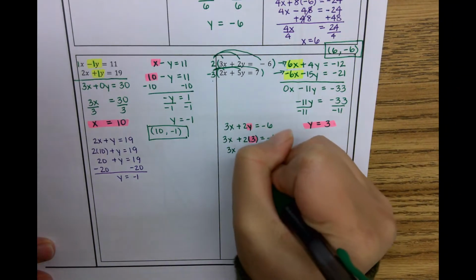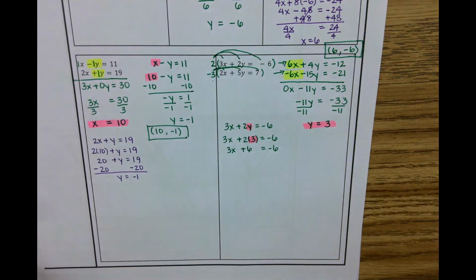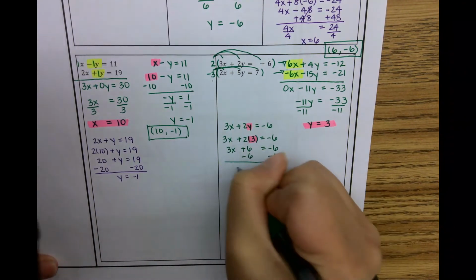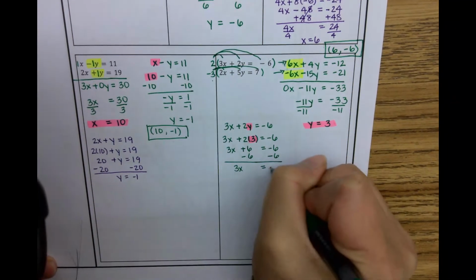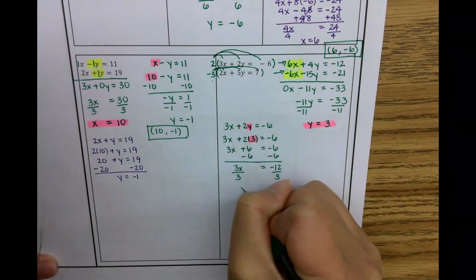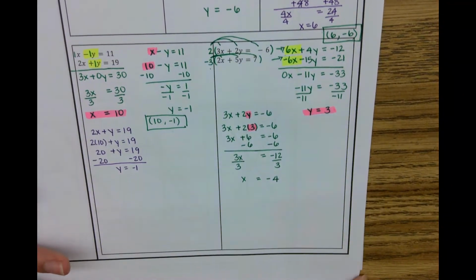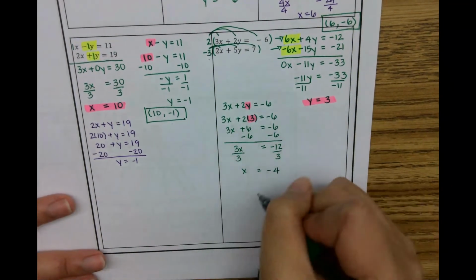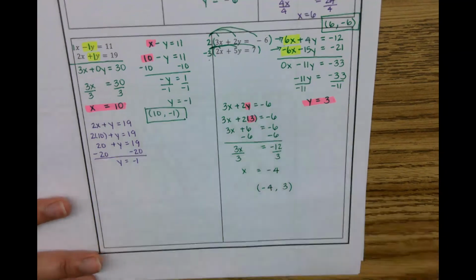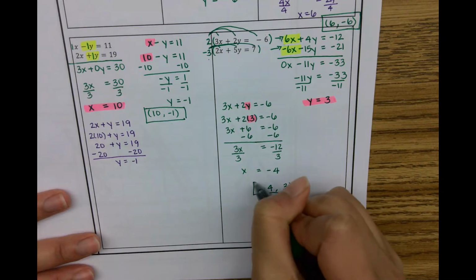2 times 3 is 6, so 3x plus 6 equals negative 6. Get rid of the plus 6 by subtracting 6. And then get rid of the times 3 by dividing by 3. And I'm left with x equals negative 4. And so writing my final answer as an ordered pair, x comma y, it's negative 4 comma 3. And that's my answer.